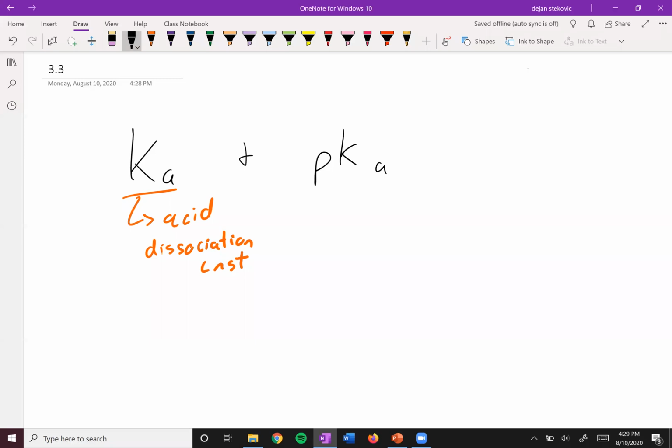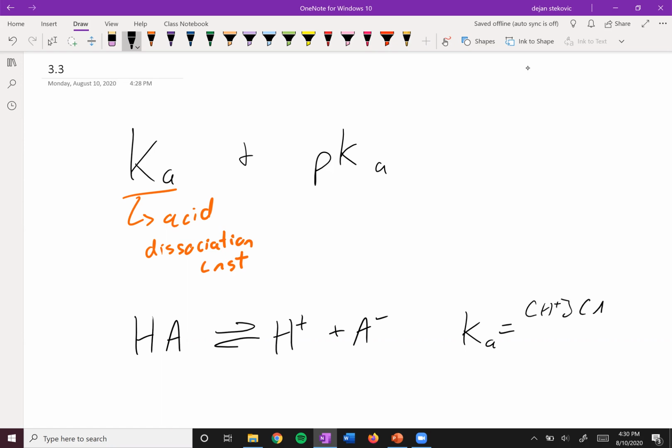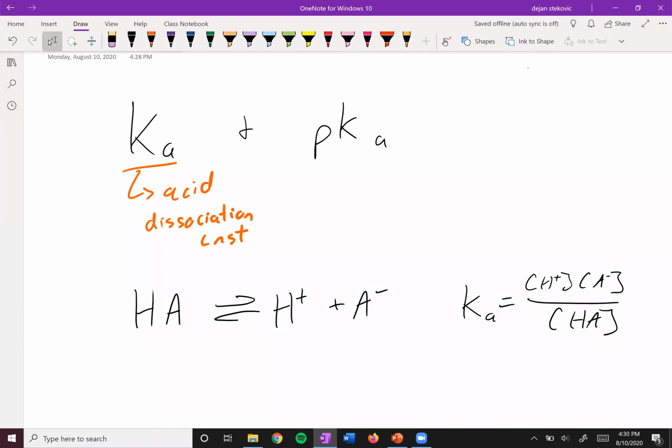So how this goes is that you have some kind of generic acid, and then it's going to dissociate into H plus A minus, right? It's going to give up that proton. And then we can write an equilibrium constant from it, where it's products over reactants. So H plus times A minus, those are the products, over HA, that's the reactant. And so here you can see that this H plus is on top. And so the bigger the K, the more H plus. And the more H plus, the stronger the acid, right? So bigger Ka equals a stronger acid.